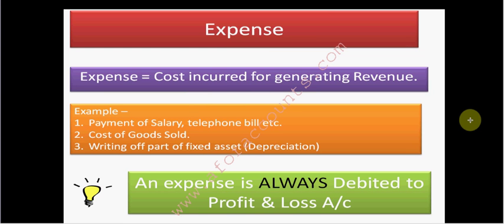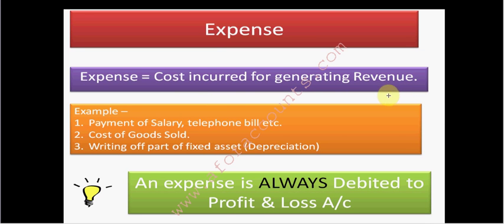Expense. Another very important topic, expense. What is expense? Why do I need to spend anything? I need to spend something in business because I want to generate revenue. So, an expense is cost incurred for generating revenue. Whatever cost is incurred for generating revenue is your expense.